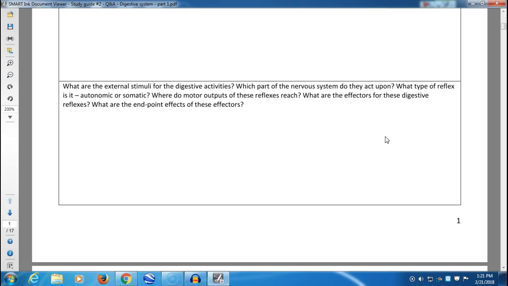I also want to be very clear about this. So, digestive activities. External stimuli: what do they act upon? Which part of the nervous system? Central nervous system. Now, internal stimuli act on the peripheral autonomic nervous system, right? You have to understand that actually all digestive reflexes, all of them, are they autonomic or somatic? All digestive reflexes are autonomic, no exceptions.